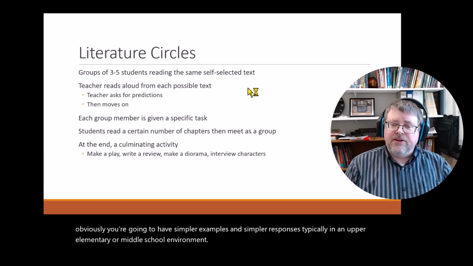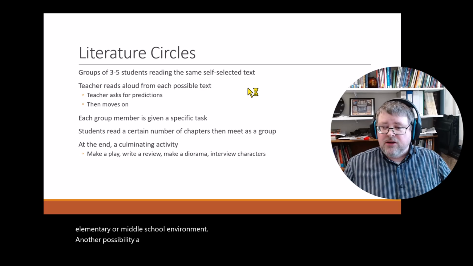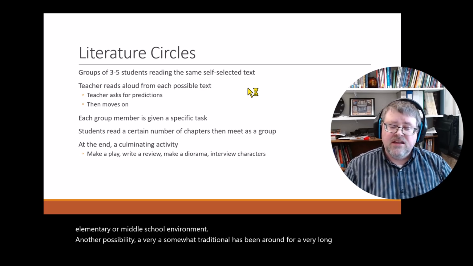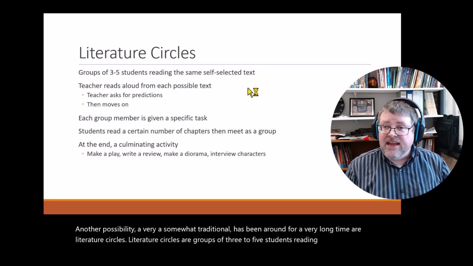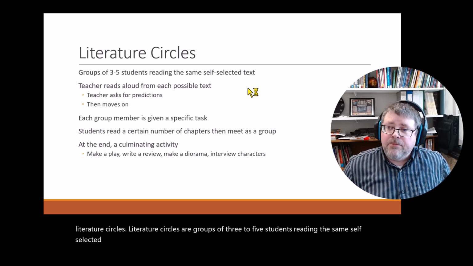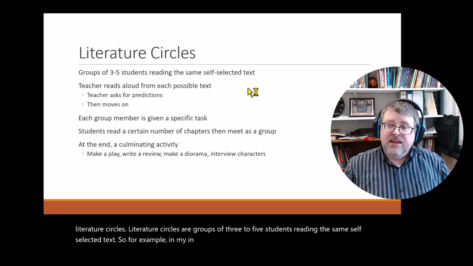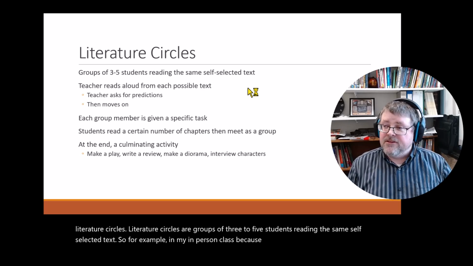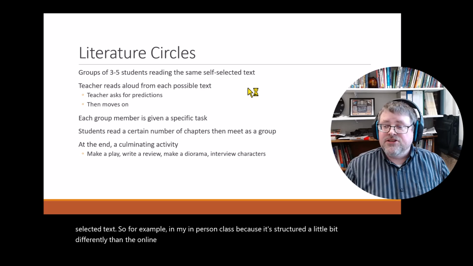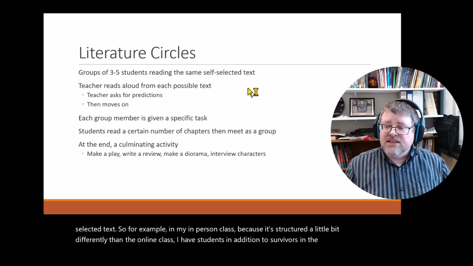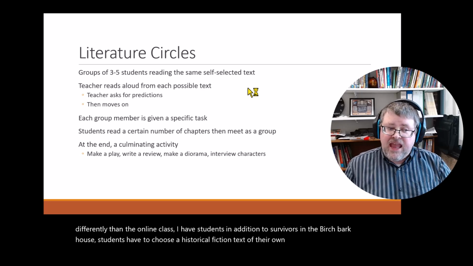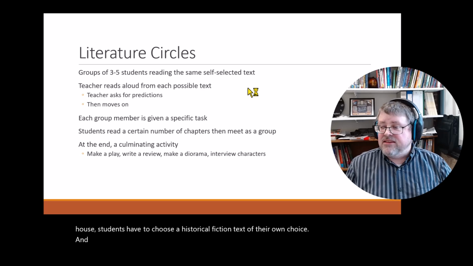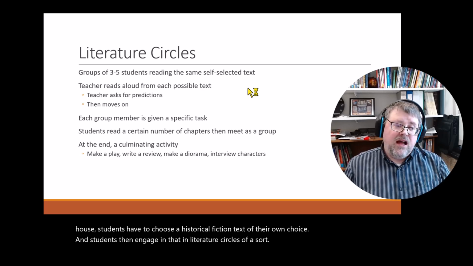Another possibility, somewhat traditional, it's been around for a very long time, are literature circles. Literature circles are groups of 3 to 5 students reading the same self-selected text. So, for example, in my in-person class, because it's structured a little bit differently than the online class, students, in addition to Survivors in the Birch Bark House, have to choose a historical fiction text of their own choice. And students then engage in that in literature circles of a sort.